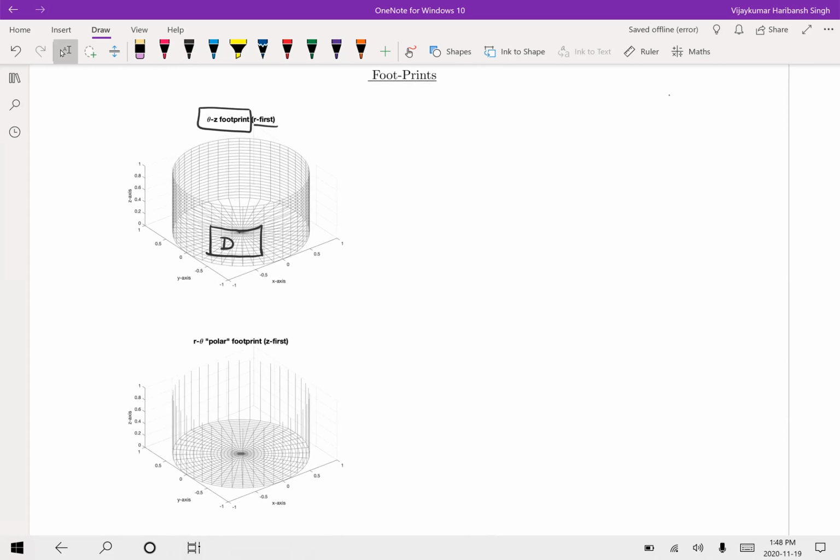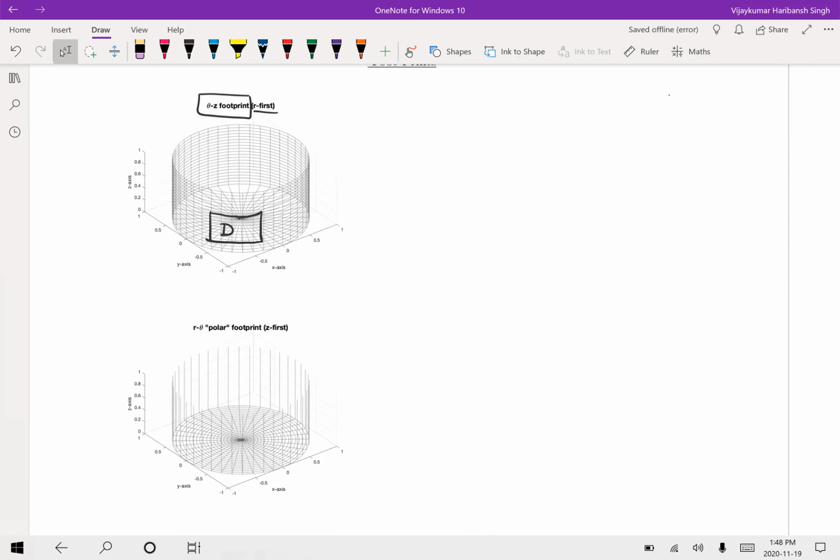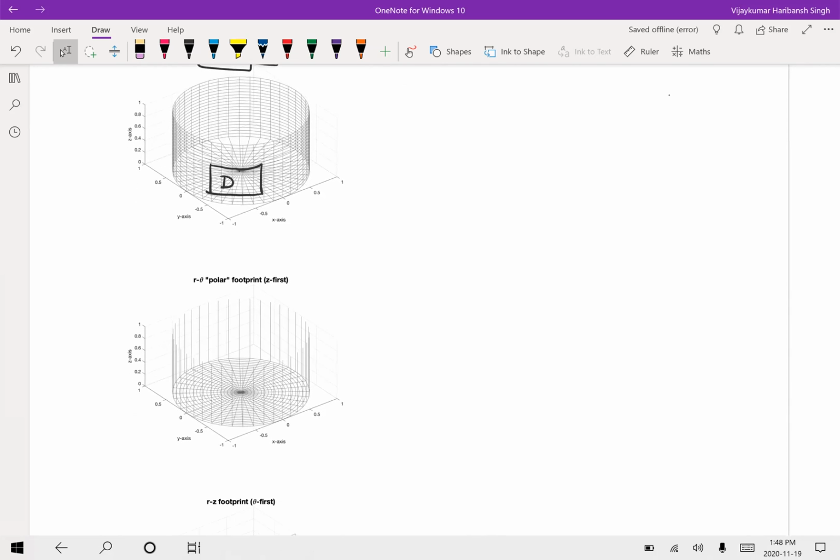Next one is the r theta footprint. The r theta footprint is similar to what you had in polar coordinates. It will look like a piece of annulus. So this will be your footprint in r theta form. Again, I'm assuming that the footprint is a rectangle.